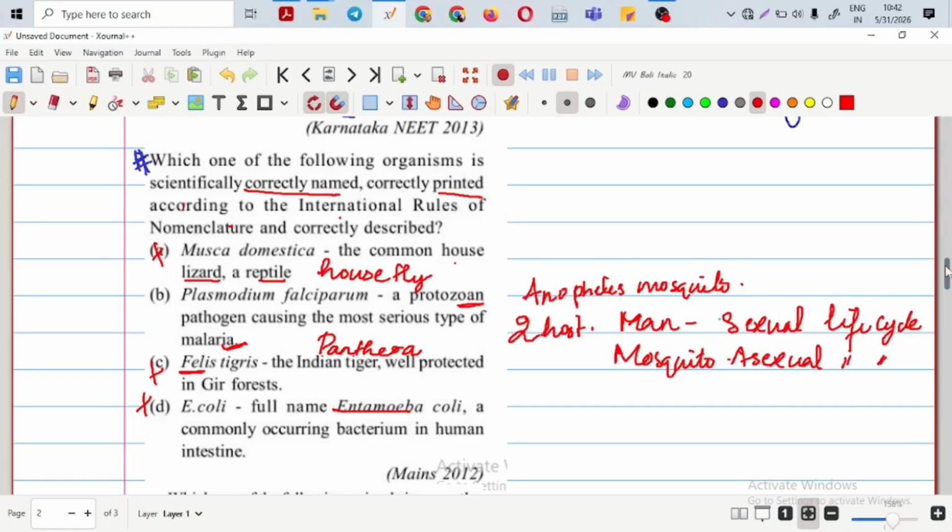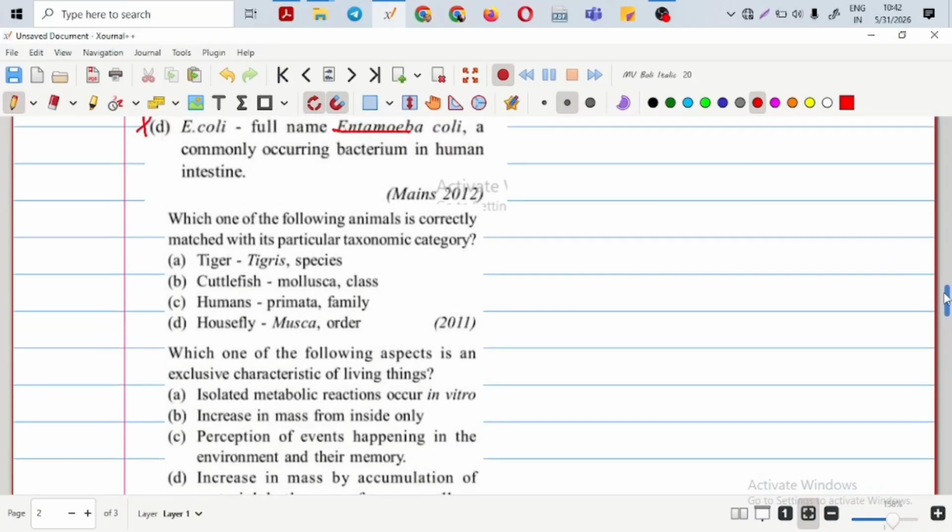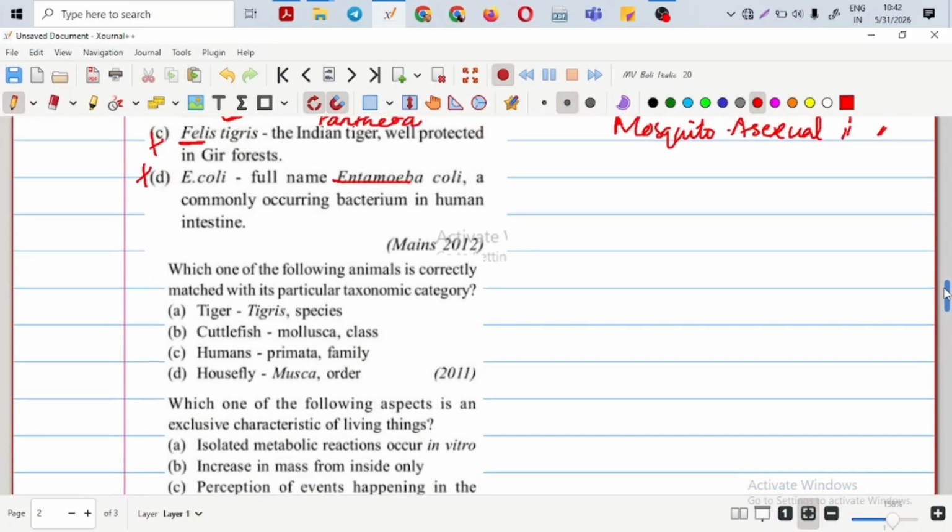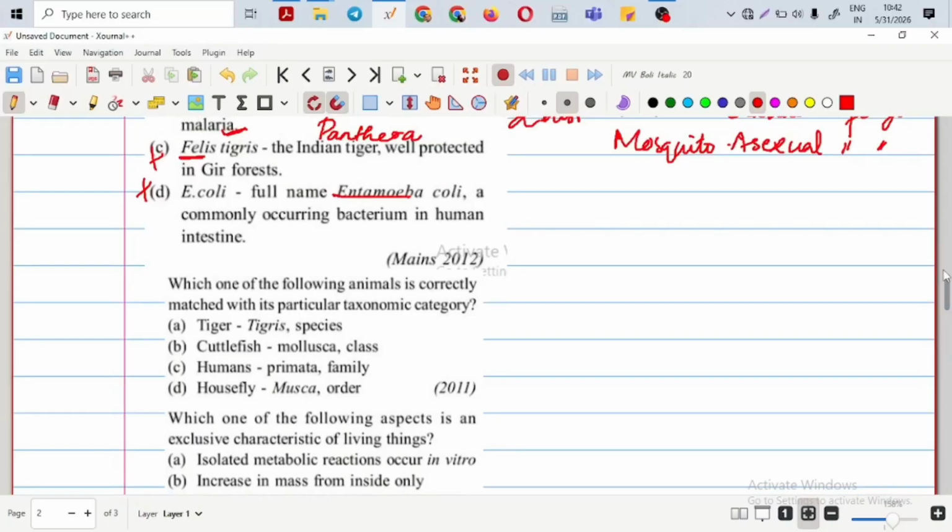Okay, can we move on to the next question? Am I going too fast? Are you okay with my pace? Okay, I will reduce my pace a little bit. Okay, this question is important, a little bit tricky kind of question. Which one of the following animals is correctly matched with a particular taxonomic category?